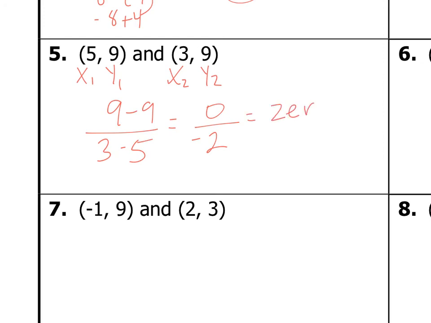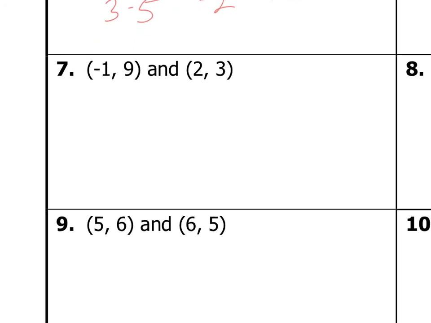Therefore, what is our slope? We don't just stop, right? We say, hey, this indeed has a slope of 0. Remember, on a graph, this would look like a horizontal line.